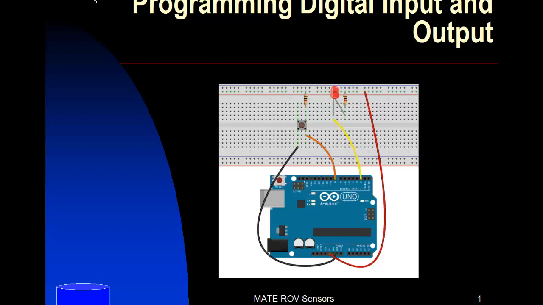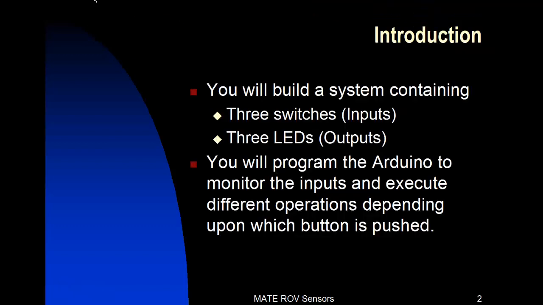We're now going to program our inputs and outputs, and in this case we'll be having 3 switches. We'll be using those as inputs, controlling 3 outputs. Let's say you program the Arduino with these 3 switches and 3 LEDs to monitor the inputs, and we'll be executing different operations depending upon which button is pushed.